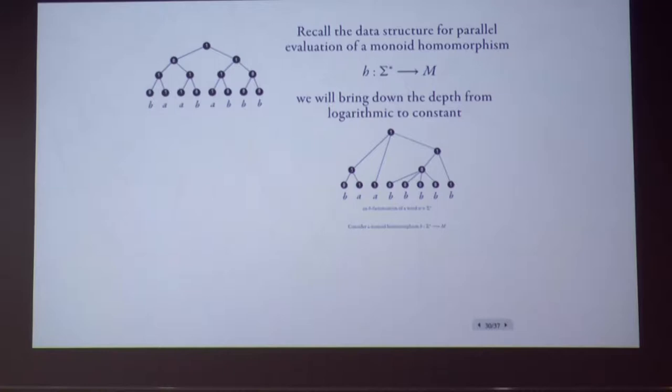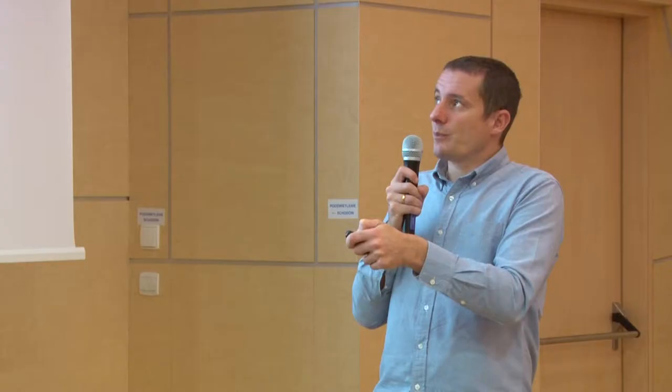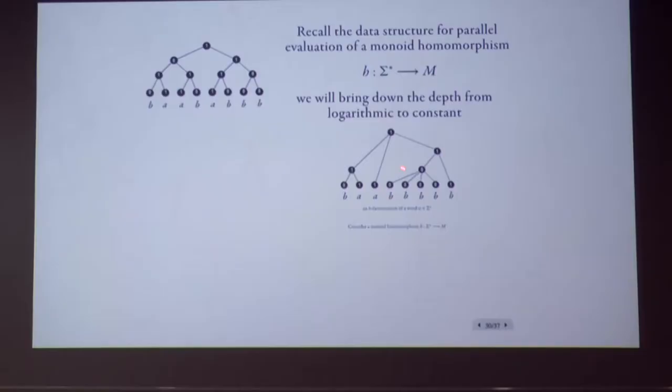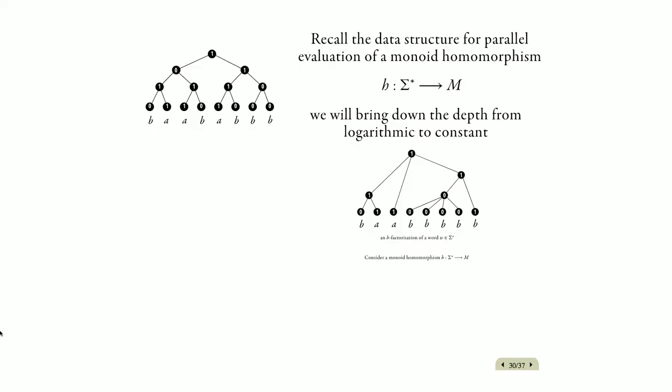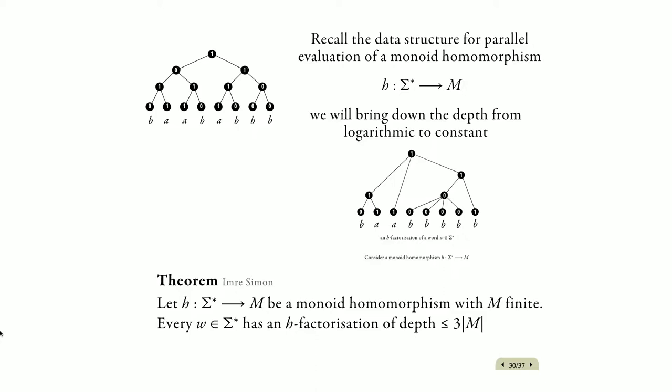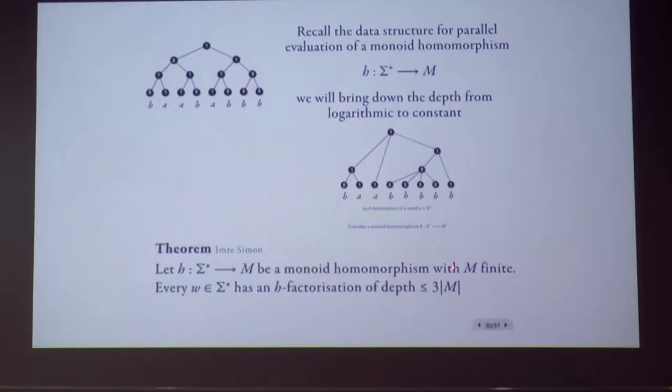And of course, a factorization like this is a special case. You only use binary gates, but using the non-binary gates, you can maybe lower the depth, and you actually can. So here's the theorem. It was proved by Imre Simon that for every homomorphism into a finite monoid, you can create such a tree such that the depth of this tree is of this size. It's constant depth. It depends only on the monoid and does not depend on the size of the input word.